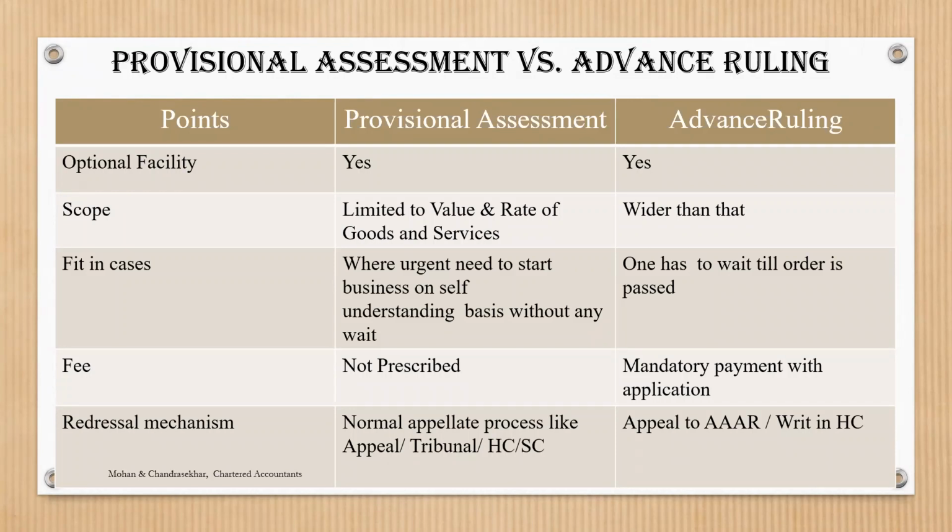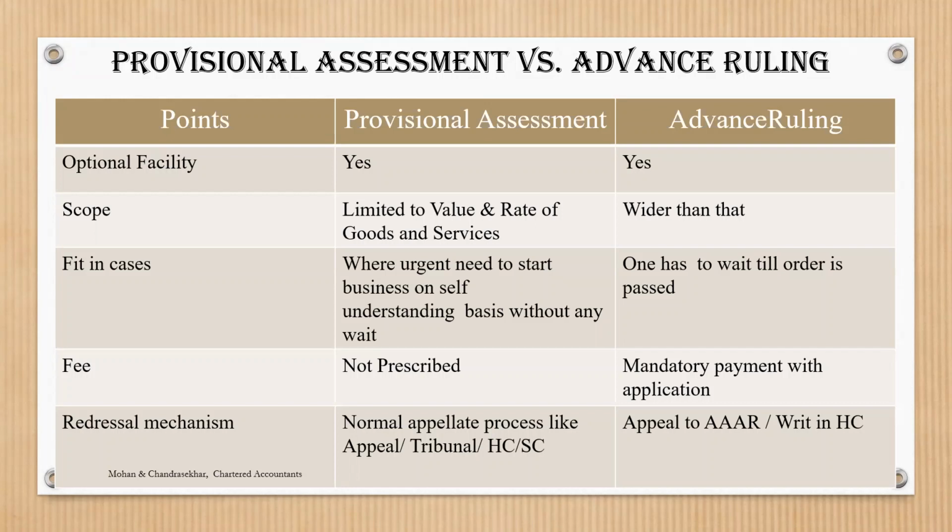Scope. Provisional assessment has a very narrow scope, where the scope is only for value and rate of goods. So if you have any doubt on value or rate of goods only, you can approach the proper officer for provisional assessment. For advance ruling, the scope is much wider. So you can have classification, you can have time of supply. So the scope for advance ruling is much wider.